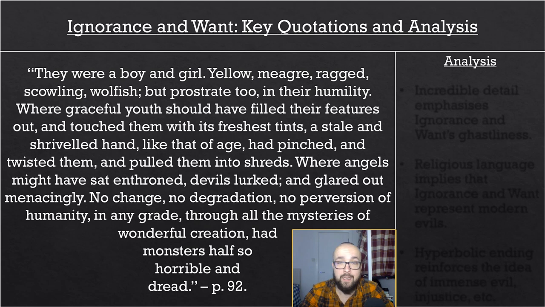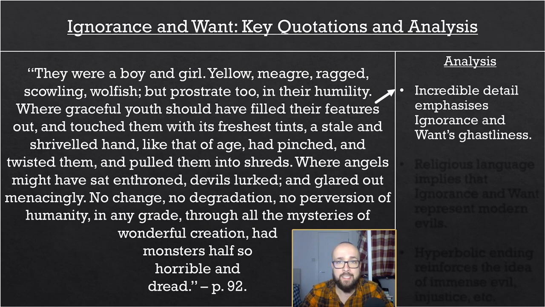Now, there's loads we can say about this paragraph, so do bear with. Firstly, the incredible amount of detail that we see throughout this paragraph, but particularly in the list of adjectives, yellow, meagre, ragged, scowling, wolfish, and the long, multi-clausal, compound, complex sentences that are common in this section of text, emphasises just how downright ghastly and subhuman, or at the very least unchildlike, ignorance and want are. Clearly, they are not normal, healthy, happy children, but are instead entities that have been completely warped by social injustice, poverty and deprivation. Even describing their skin as yellow implies that they are sick and malnourished.